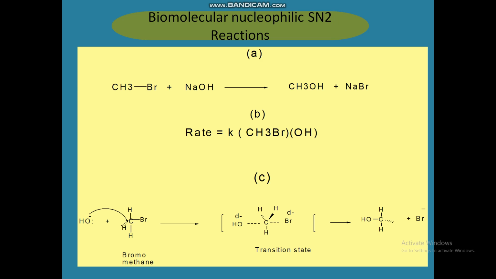The reaction rate is influenced both by the concentration of the substrate alkyl halide, methyl bromide, and the aqueous potassium hydroxide. So in other words, the reaction shows second order kinetics. It is second order kinetics.